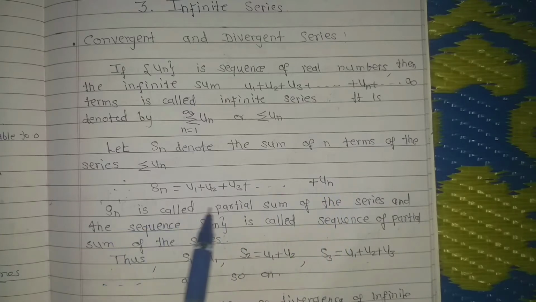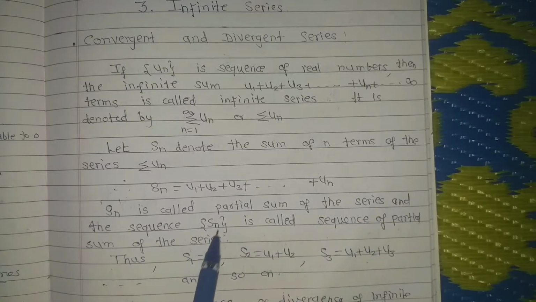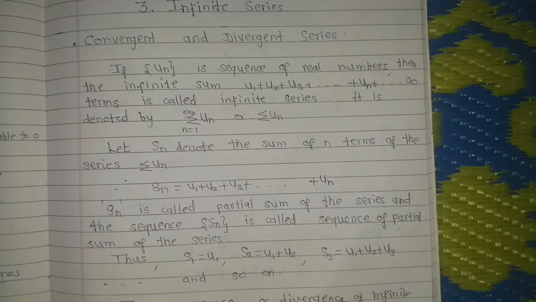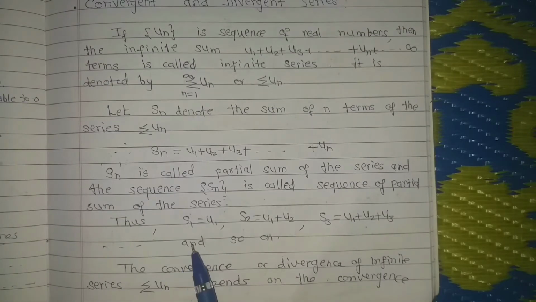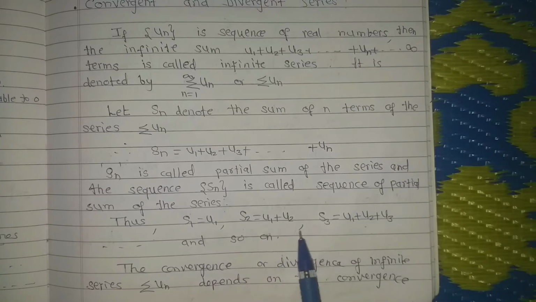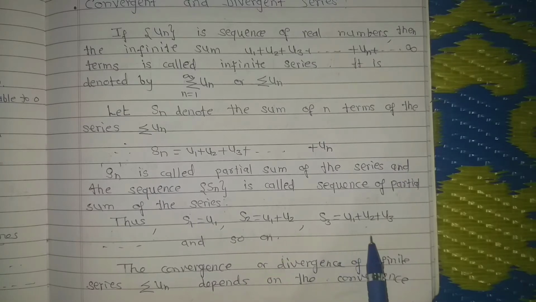Sn is called the partial sum of the series, and the sequence Sn is called the sequence of partial sums of the series. Thus, here S1 equal to u1, S2 equal to u1 plus u2, S3 equal to u1 plus u2 plus u3, and so on.